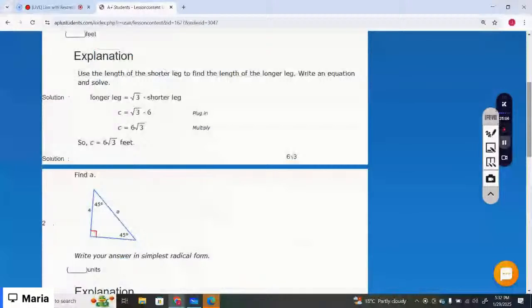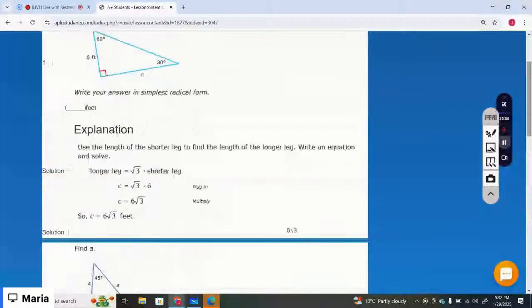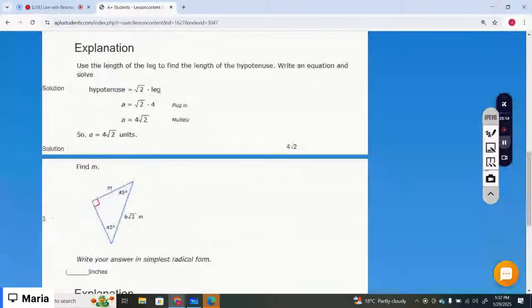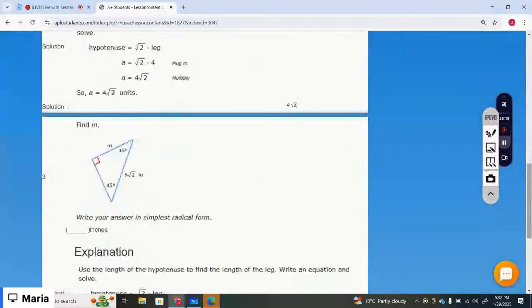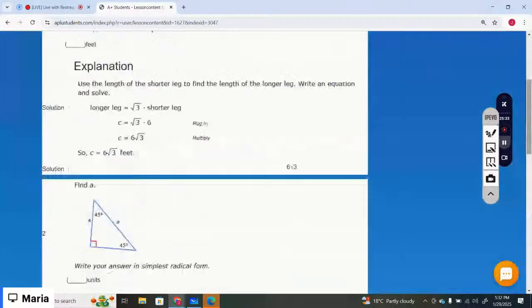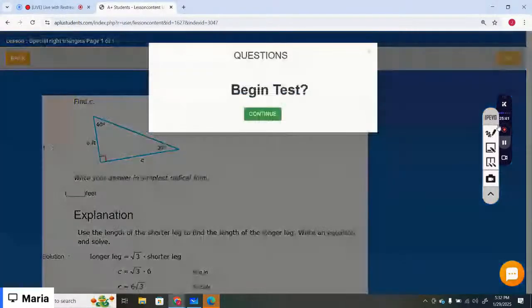These are the special triangles. Just look at their angles. Here you have a 30-60 triangle. That is a 45-45 triangle, and this is also a 45-45 triangle. If you are given a 45 triangle, you have to calculate the square root 2 times the leg. Hypotenuse equals square root 2 times the leg. And if that is the 30-60 triangle, the longer length equals square root 3 times the shorter leg. Let's just start with the test questions.